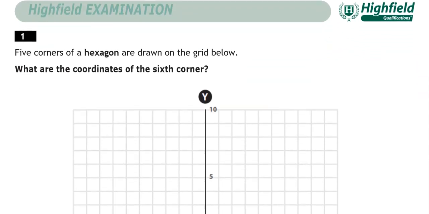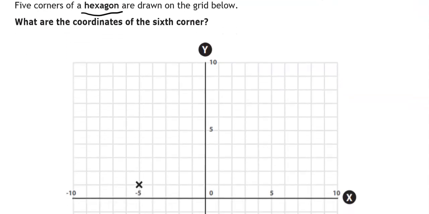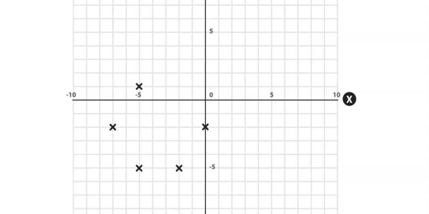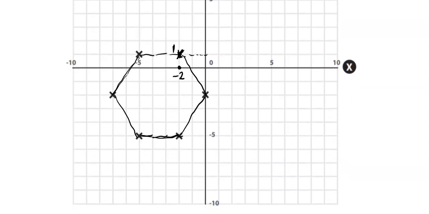Question 1. 5 corners of a hexagon are drawn on the grid below. What are the coordinates of the 6th corner? So having a look, there is a point missing here, and we've got 1, 2, 3 squares, 1, 2, 3 squares. So that looks like it. So the coordinates of this point are -2 and 1. So -2, 1.